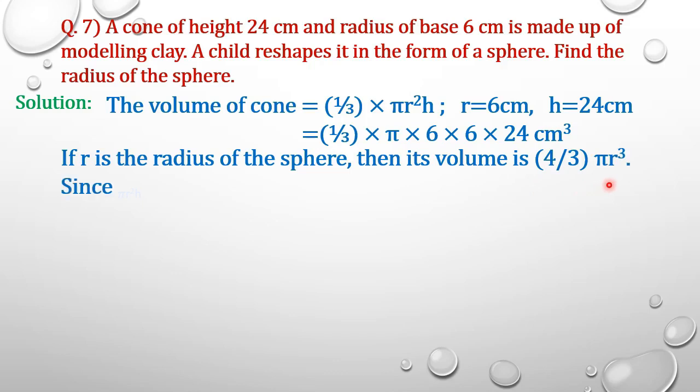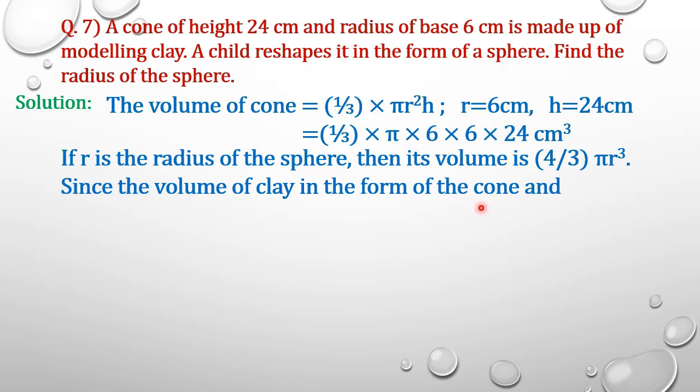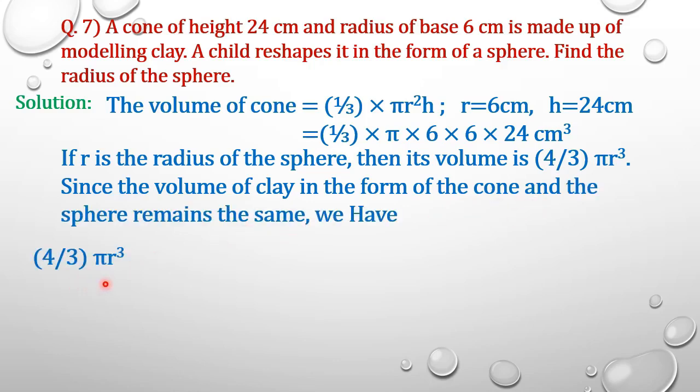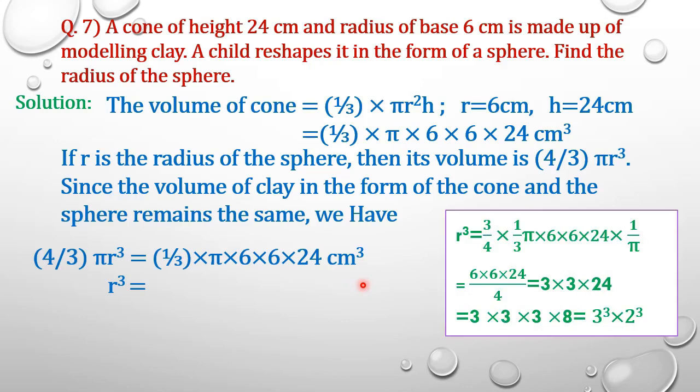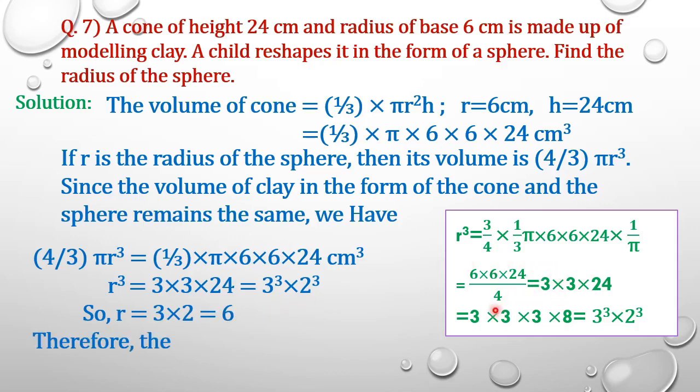Since the volume of clay in the form of the cone and the sphere remains the same, we have 4 by 3 into pi r cube is equal to 1 by 3 into pi into 6 into 6 into 24 centimeter cube. So r cube is equal to 3 into 3 into 24 is equal to 3 raised to 3 into 2 raised to 3. So r is equal to 3 into 2, which is equal to 6. Therefore, the radius of sphere is 6 centimeter.